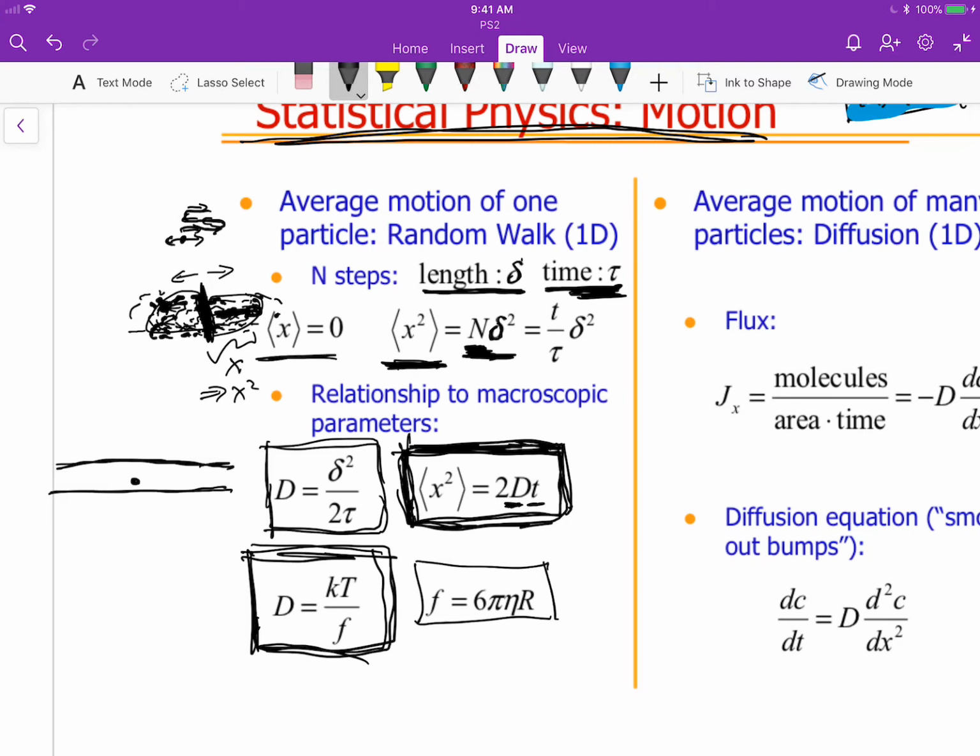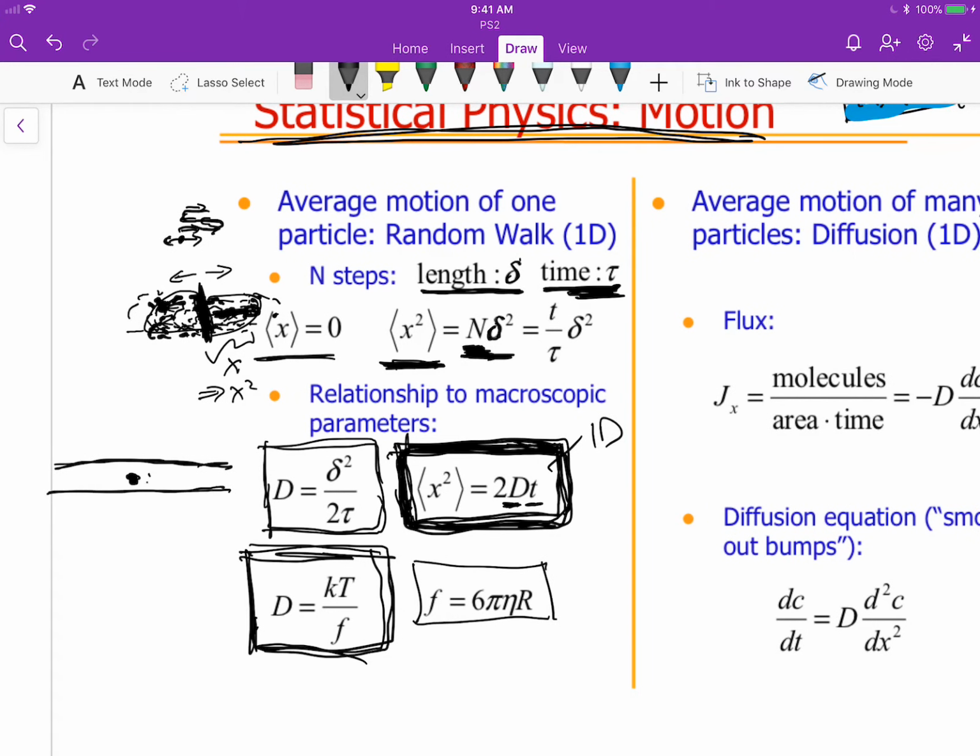What I have written here that I keep boxing over and over again is for a 1D random walk. Say you have a long narrow tube with a bunch of particles in it. You can figure out the average x squared over some period of time by using a 1D random walk. So if we have a long tube, we use a 1D random walk.